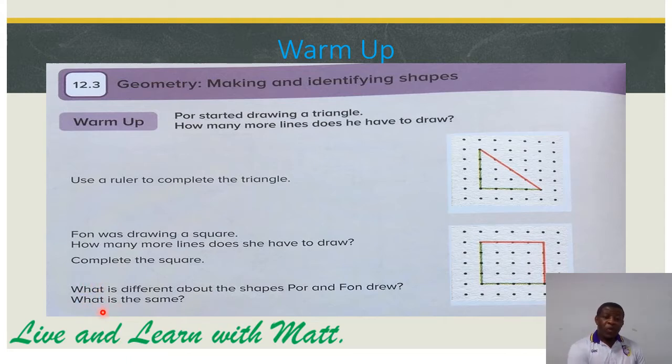Now, what is different about the shapes Paul and Fawn drew, and what is the same? What is the same about the two shapes is that they are all polygons. We call them polygons. And the difference is that the triangle has 3 sides and the square has 4 sides. Now let's take a look at some workout.